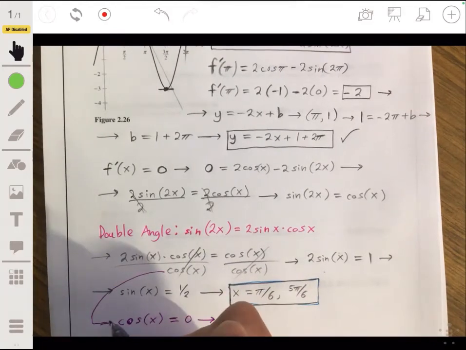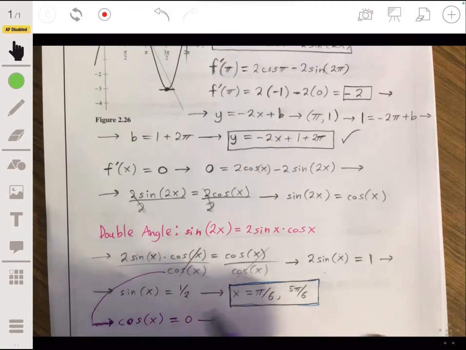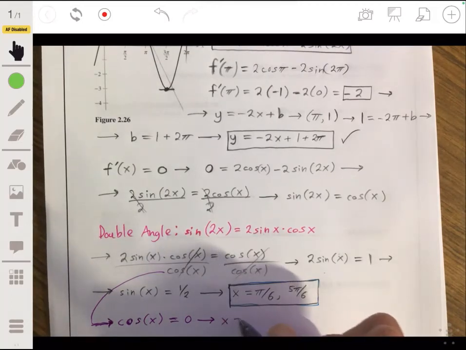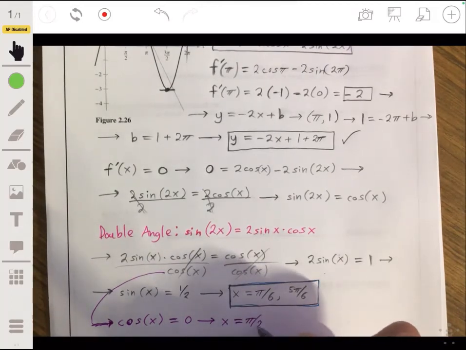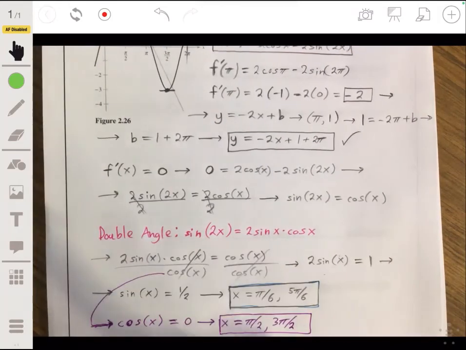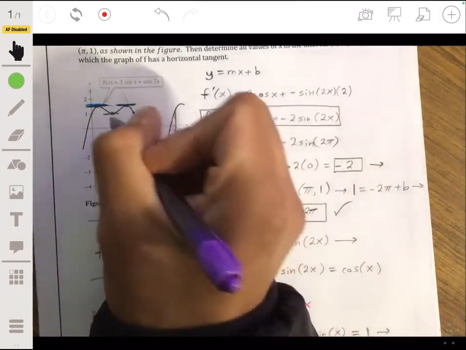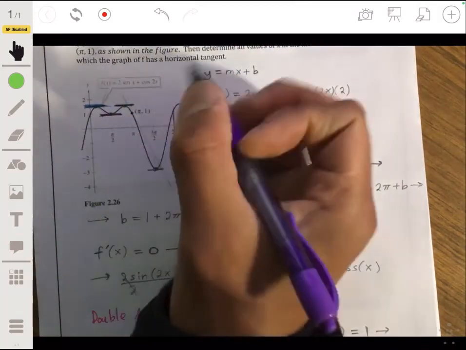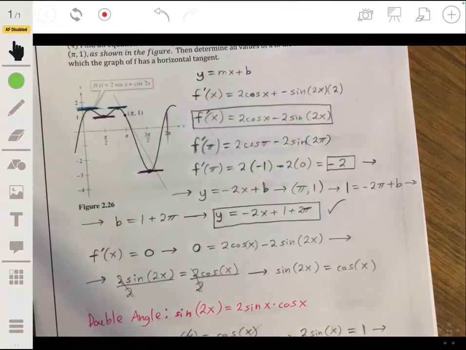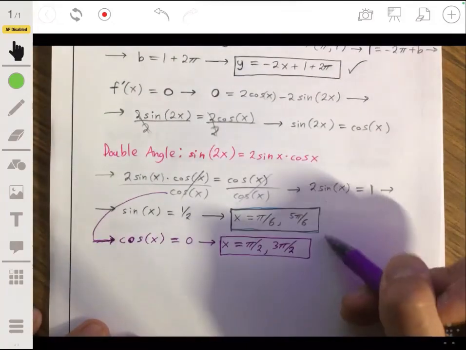And the cosine of x is equal to 0 in this interval. Again, you should know these points: x is equal to pi over 2 and 3 pi over 2, at the top and the bottom of the unit circle. So those will be your two other solutions. And since you have a picture, you can see that's where it is. Pi over 2 and then 3 pi over 2. All right, so there you go. Those are our answers.